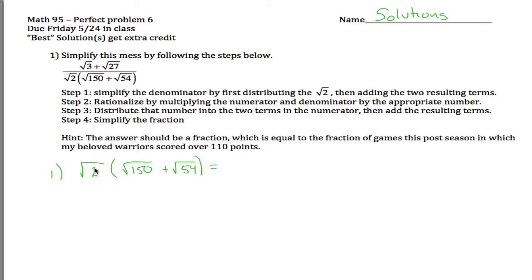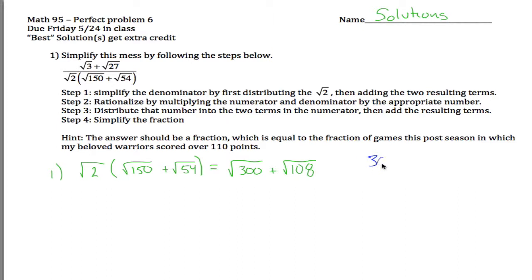We can take this root 2 and distribute it to both of these terms. So we get the square root of 300 plus the square root of 54 times 2, which is 108. And then add these two things together. Adding up 300 and 108 isn't easy. In fact, you can't do it immediately. You can't just say 300 plus 108 is 408.